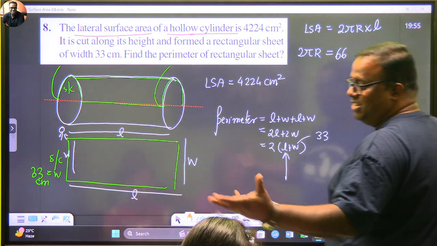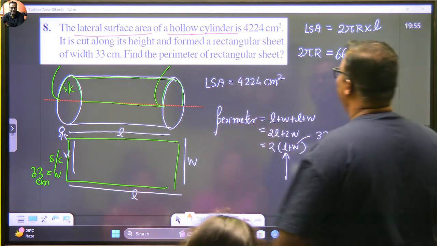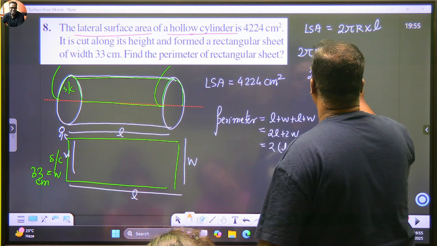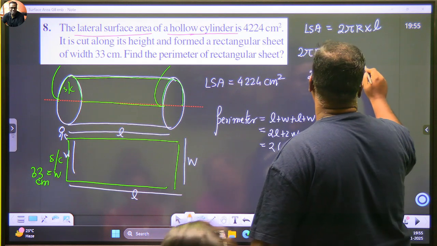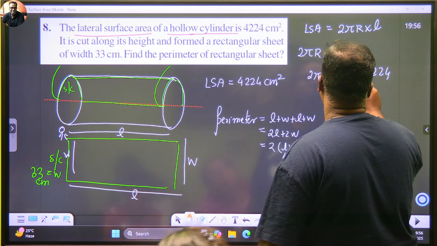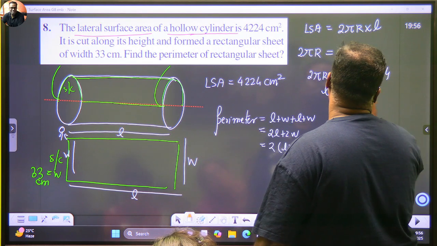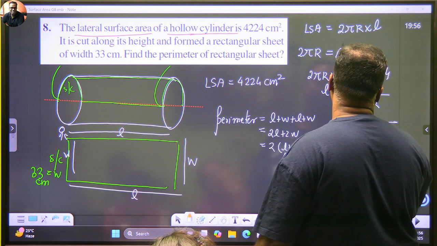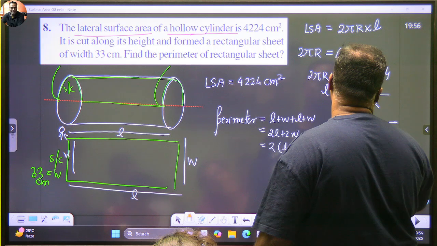You don't need to calculate r. So 2 pi r multiplied by the length gives me how much? 4224. So the length should be equal to 4224 upon 2 pi r. And what is the value of 2 pi r? 33 into 2. Sir, how do you know this?